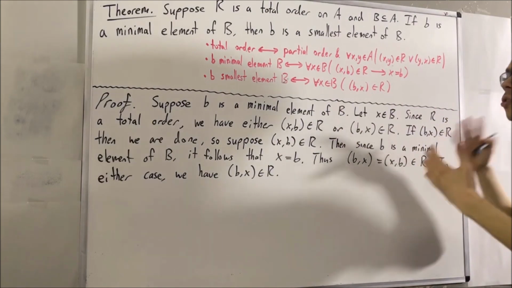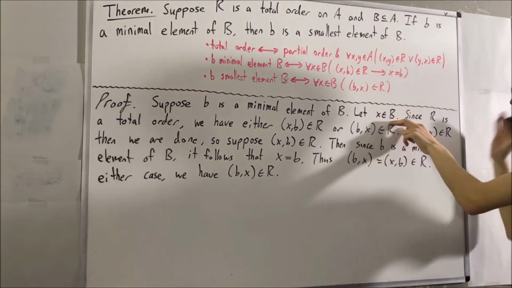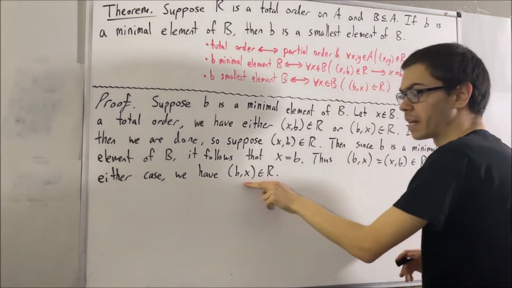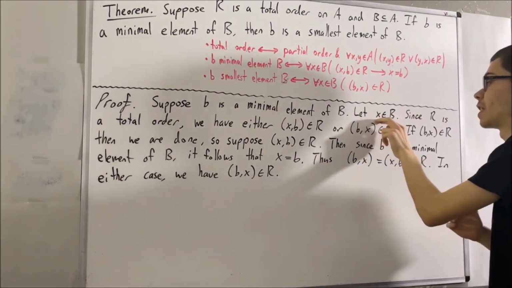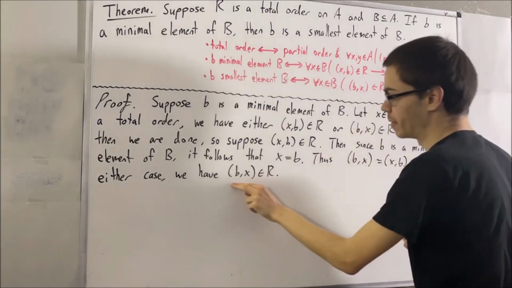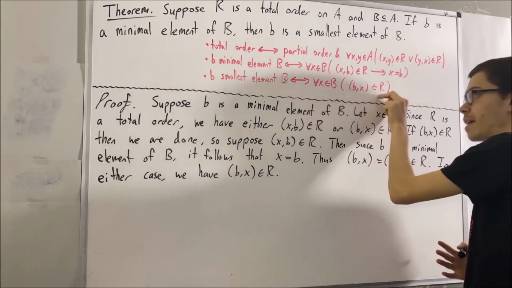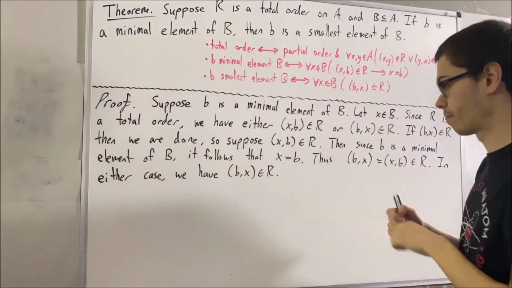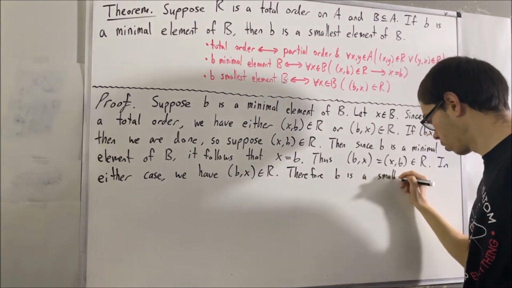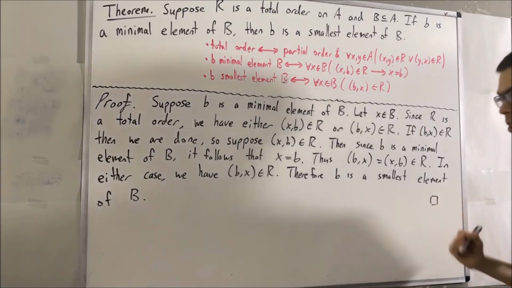So putting this all together, we started with an arbitrary element x in B, and we proved that (b, x) is an element of R. Since x is arbitrary, this means for every element x in B, we get that (b, x) is an element of R. Which means we have proven precisely this statement, which amounts to proving that b is a smallest element of B. And so this completes the proof.